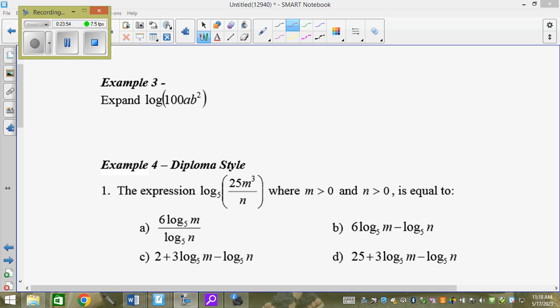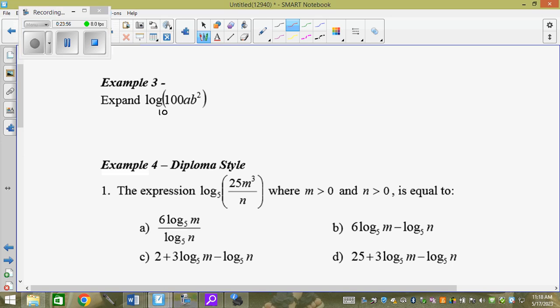So if I expand this one out as base 10, I put a base on it if it doesn't have a base. So I go log base 10, this equals log base 10 of 100. These are all multiplied, so I put little multiplication dots to remind myself. Plus log base 10 of A, plus log base 10 of B squared. So this can drop in front, and I can get a 2 here. And what's log base 10 of 100?